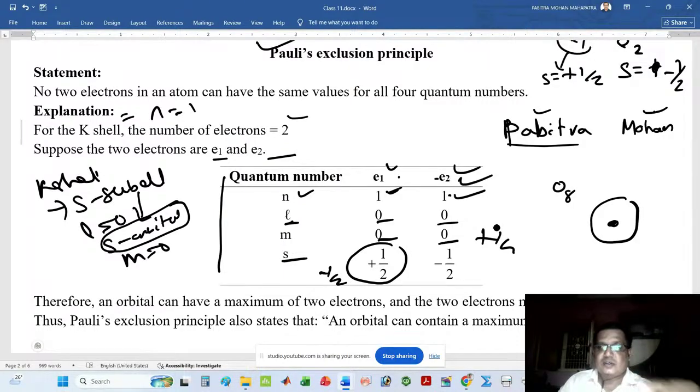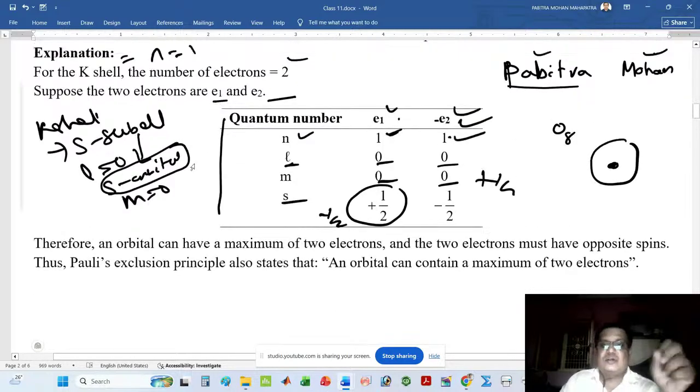Suppose the first electron spins in the clockwise direction, then the second electron automatically spins in the anti-clockwise direction to maintain the stability of the atom. Otherwise, if both electrons spin in the same direction, then there is instability in the atom. The atom cannot be stable. If the atom cannot be stable, then the molecule cannot be stable. If the molecule cannot be stable, then the substance is obviously unstable.